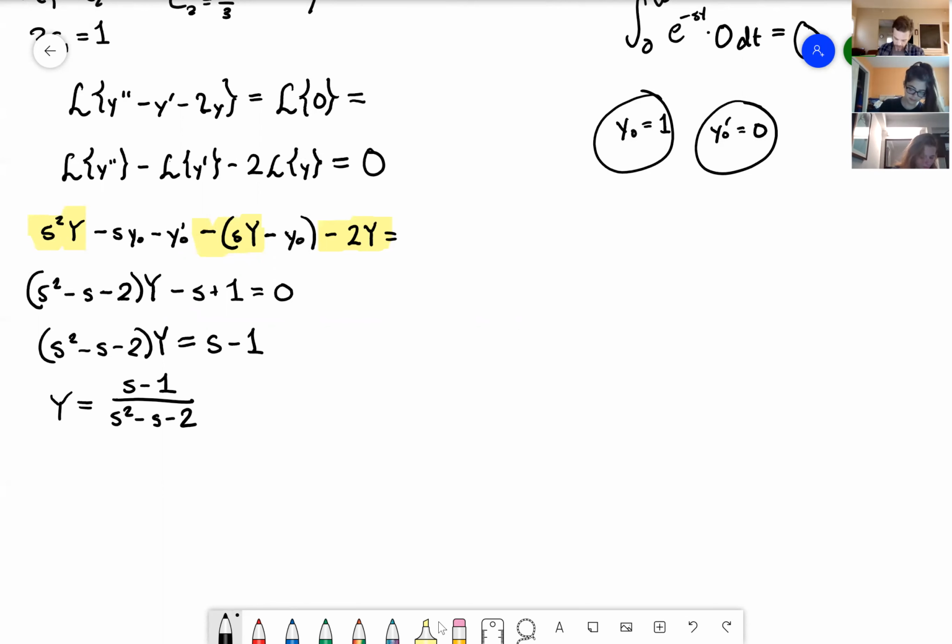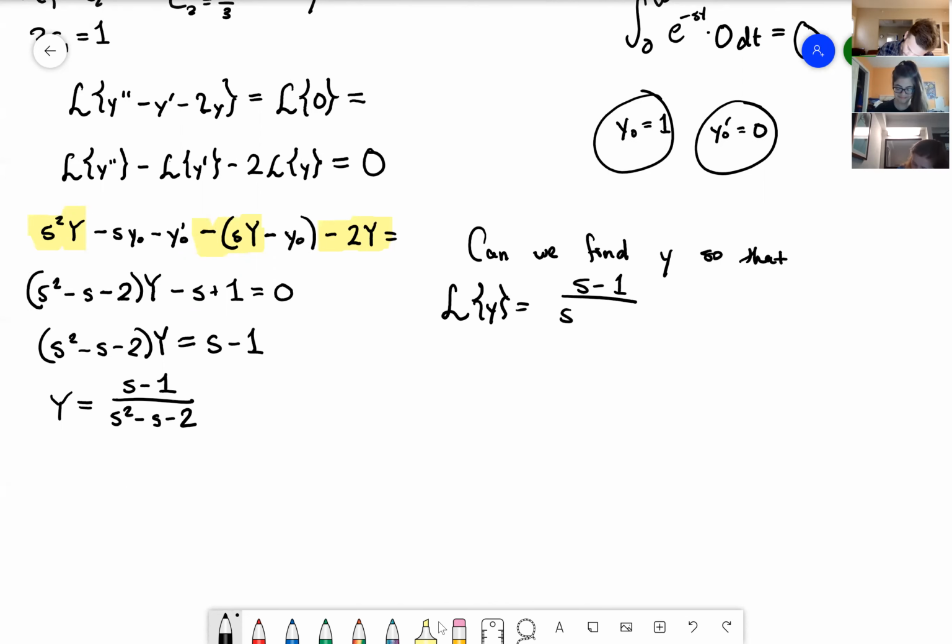Now, the question becomes, can we find y so that the Laplace transform of y is equal to s minus 1 over s squared minus s minus 2? Obviously, the answer is yes, because we've already solved this problem. We already know the answer. But let's pretend that we don't. It's nice that we know the answer because we can compare it to something in a minute.